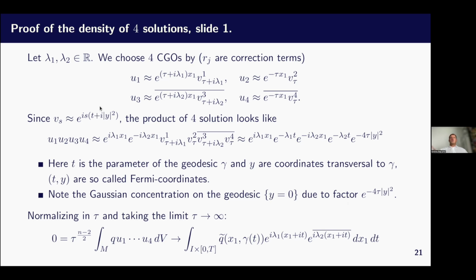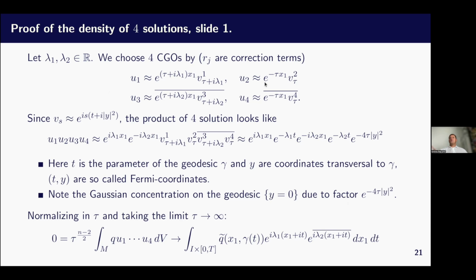And we now choose these four solutions as follows. It's a little bit messy, but let me walk you through. So first of all, we choose two parameters, lambda 1 and lambda 2. And then, there's no correction terms here. And then u1 looks like e to the power tau plus i lambda 1 x1. Then the Gaussian beam corresponding to this frequency tau plus i lambda 1.